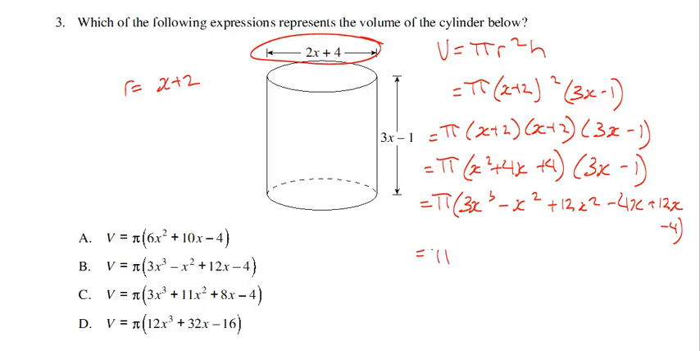And finally here, gathering my like terms, how many x cubes do I have? Just that one term, the 3x cubed. The x squareds, I have both of them sitting right there, and when you add them together, we have 11x squared. And the negative 4x and the 12x gives you 8x. And lastly, we have minus 4. And so you will see that that matches exactly C.